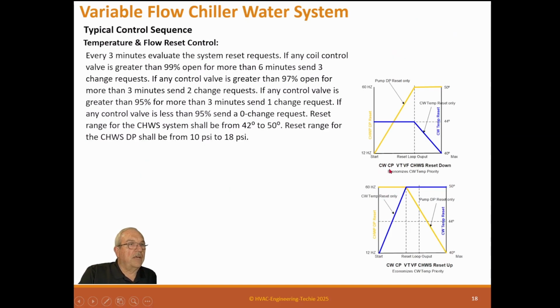Here's the actual reset sequence. Every 3 minutes, evaluate the system reset request. Any control valve greater than 99% open for more than 6 minutes, send 3 change requests. If any control valve is greater than 95% open for more than 3 minutes, then send 2 change requests. Any control valve greater than 95% open, send 1 change request. Any control valve less than 95%, send 0 change requests or no request. Reset range for the chill water temperature shall be 42 to 50 degrees. Reset range for the chill water differential pressure should be 10 to 18 psi.